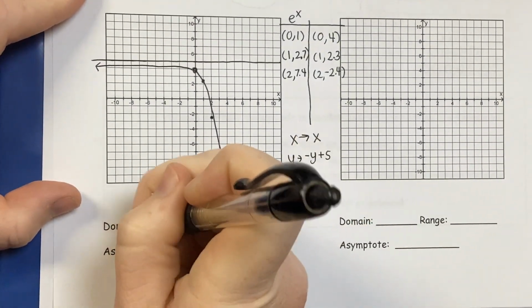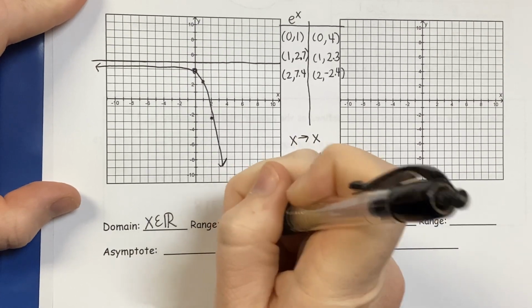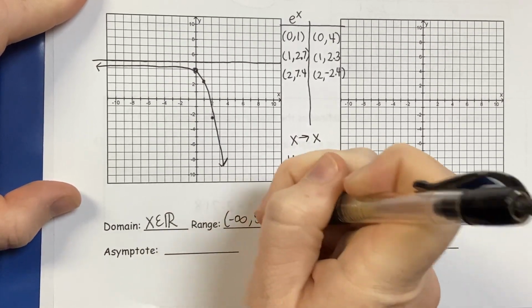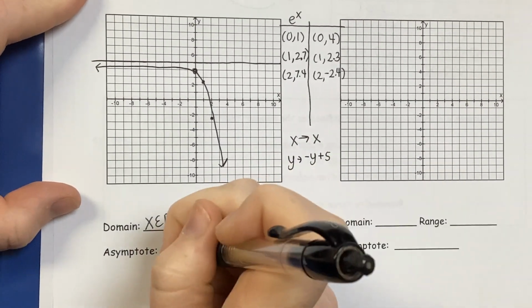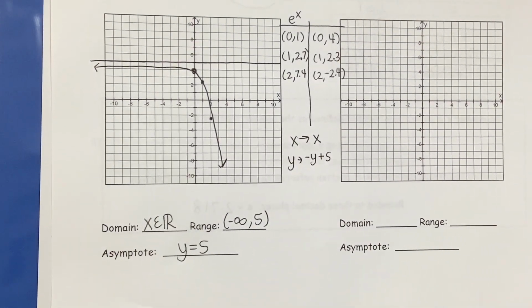Our domain is going to be all real numbers. Your range, it goes down forever until it hits that asymptote at 5. And then our y equals 5 is our asymptote. All right? Again, that's kind of a review of day 1. I said we'd jump into it more later, so this is us jumping in.